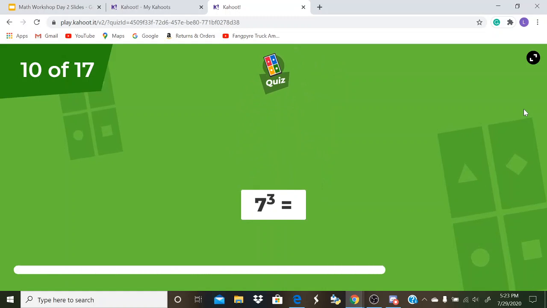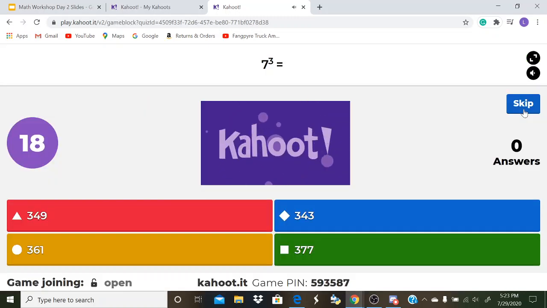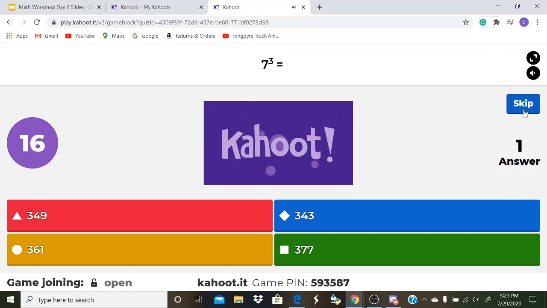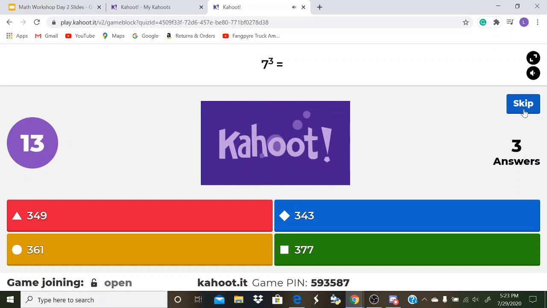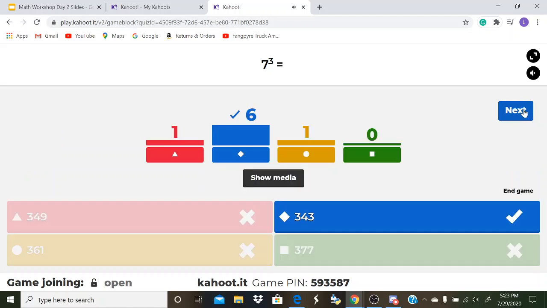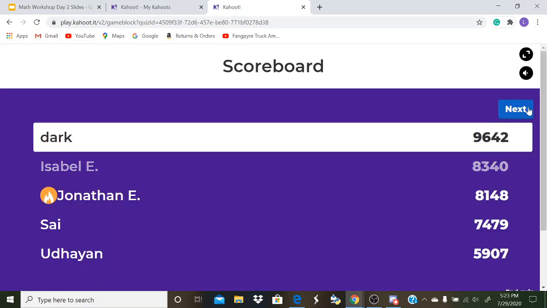This is pure memory, but you can problem solve this. Try to look at the last digit of the number. Because 7 times 7 is 49, and then 9 times 7 is 63. So you know that it has to end with 3.